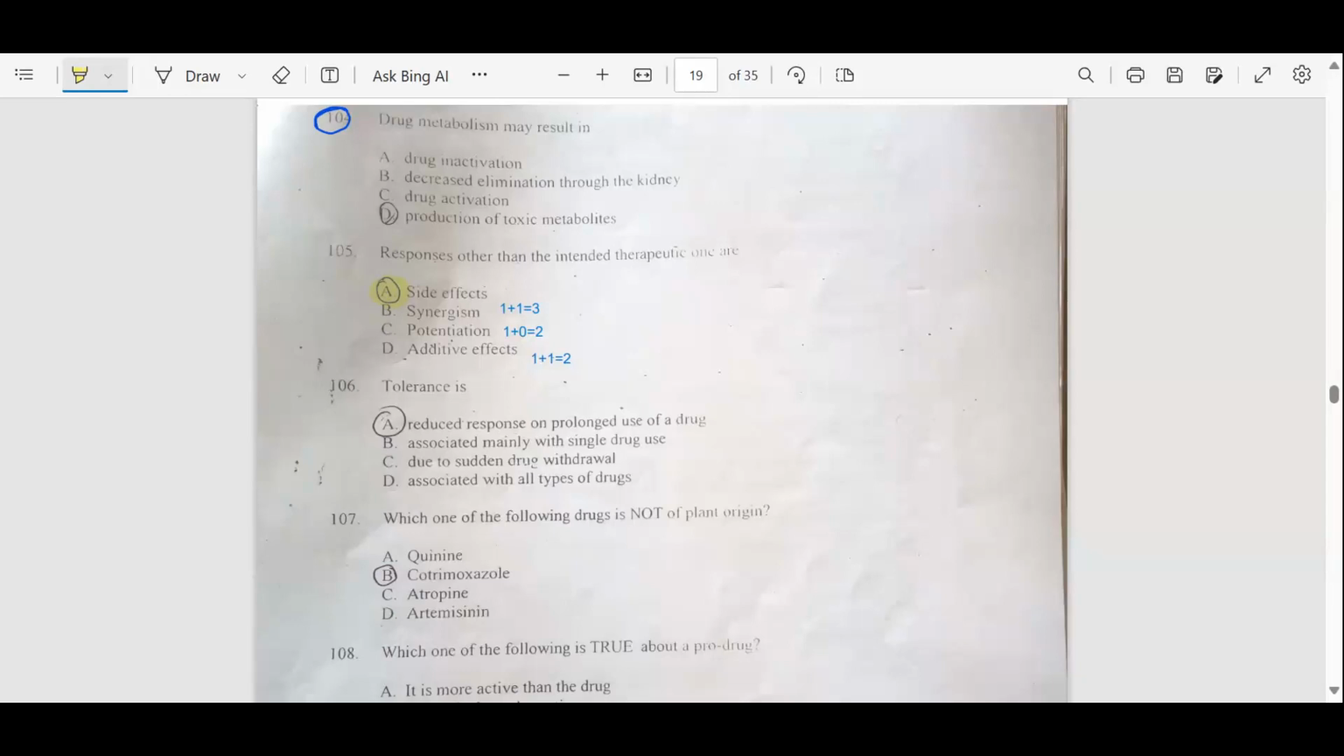So tolerance is a reduced response on prolonged use of a drug. That one is obvious. So we also have tachyphylaxis. Anyone who can define tachyphylaxis? Because they go hand in hand with tolerance, but there's a difference between tolerance and tachyphylaxis.